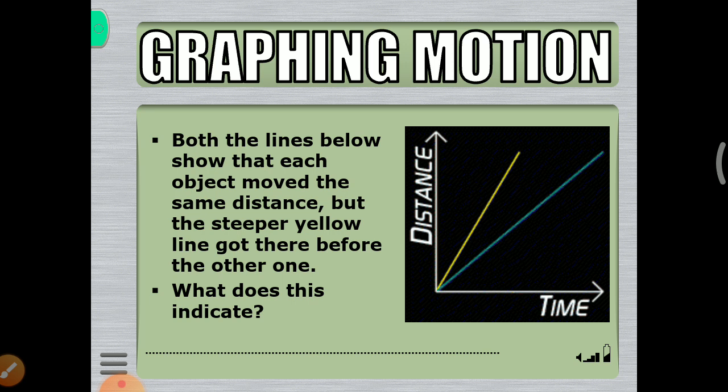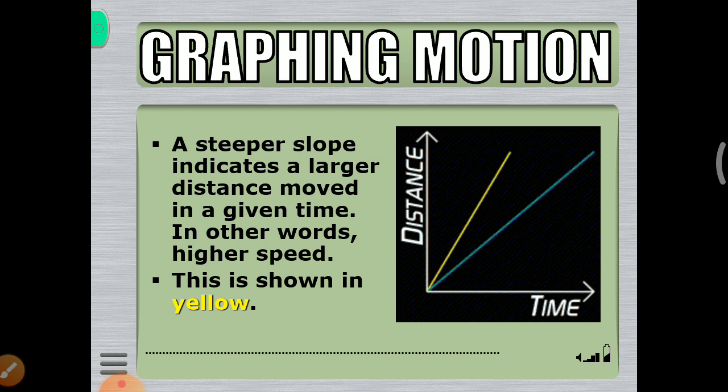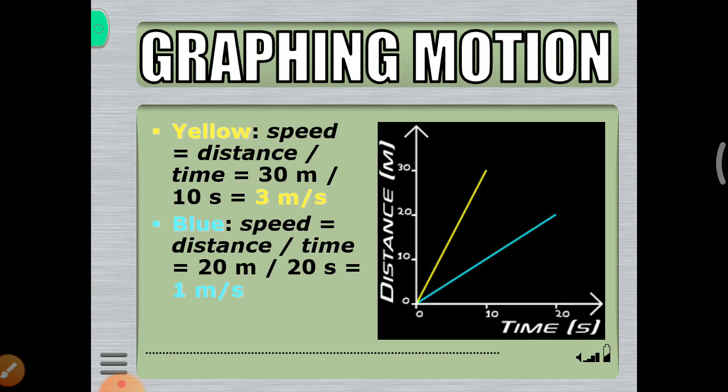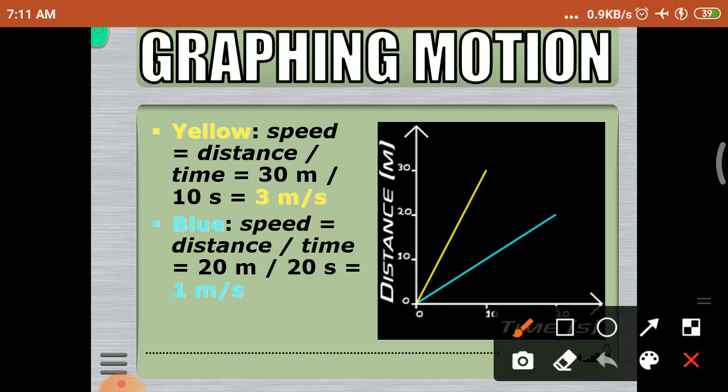And look at this graph. Both the lines below show that each object moved the same distance, but the steeper yellow line got there before the other one. What does this indicate? Here I have drawn two lines, one yellow line and one blue line. In both lines, we know that the object moves at constant speed. If you take the yellow line, let us calculate the speed for the yellow line.